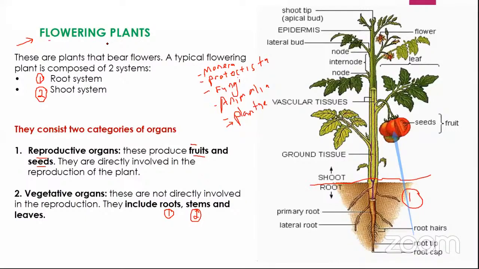And when we are looking at flowering plants, we look at the systems that they are composed of. One, the root system and the shoot system. But then this plant bears organs that make it up. And these organs are categorized as reproductive organs and vegetative organs. Now, the reproductive organs are entirely in charge of making sure that this plant reproduces.